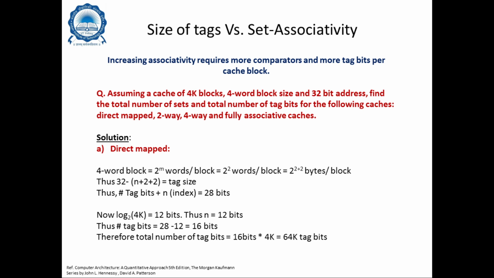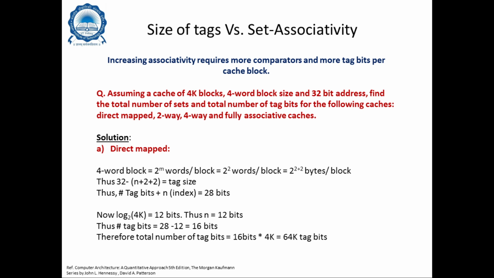Okay, assuming a cache of 4K blocks, 4-word block size and 32-bit address, find the total number of sets and the total number of tag bits for the following caches. So you have a direct map cache, a 2-way cache, a 4-way cache, and a fully associative cache. Now in case of direct map caches, since it's a 4-word block, so 2 to the power m words per block, which is 2 to the power 2 words per block, which is 2 to the power of 2 plus 2 bytes per block. Therefore, the tag size can be given as 32 minus (n plus 2 plus 2), because m is 2 and 2 is for byte offset. So therefore the number of tag bits and the index bits together is 28 bits.